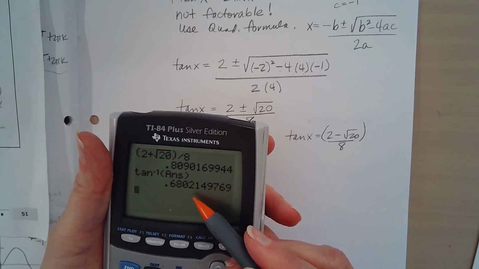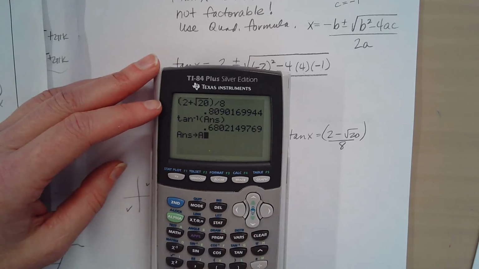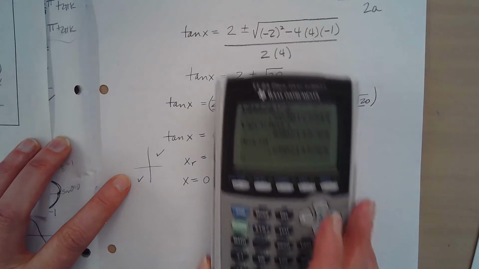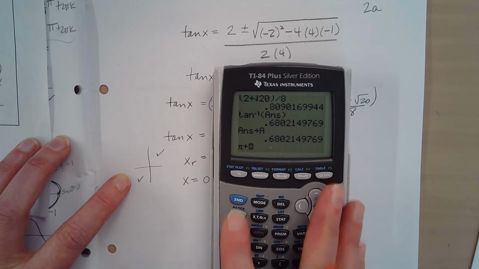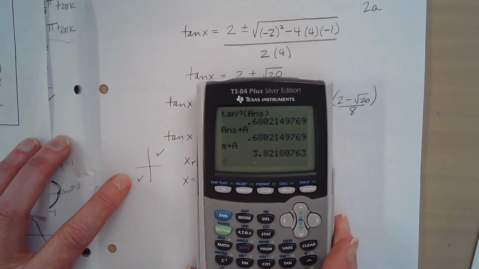Because the next one is a 2, I'm going to save this like I always do. I'm going to store my answer. And quadrant 3, it's going to be pi plus my reference angle, my stored angle. So 3.822.